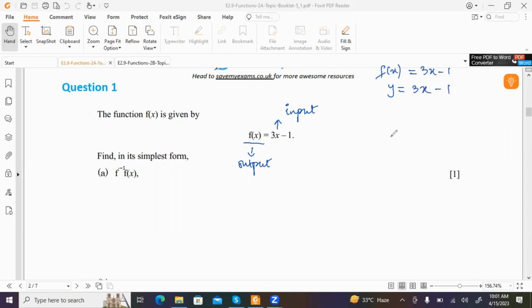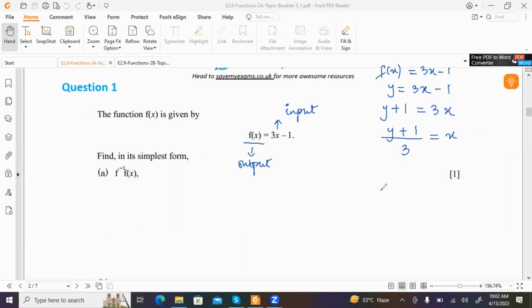Then right now the subject of the equation is the variable y, but we need to make x the subject. So we're going to move terms to the left-hand side and isolate x on the right-hand side. It's going to be y plus 1 equals 3x. Then we do y plus 1 over 3. As you can see, initially y was the subject of the equation, but now x is, and the equation is in terms of y now.